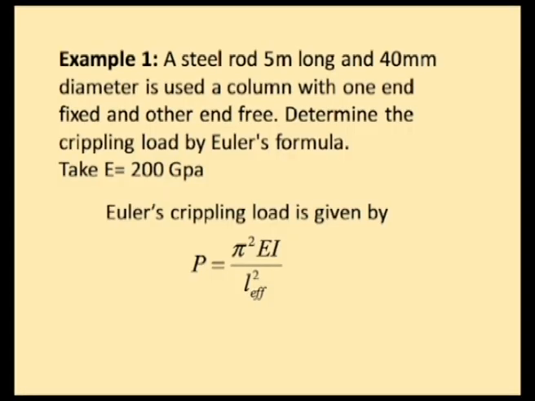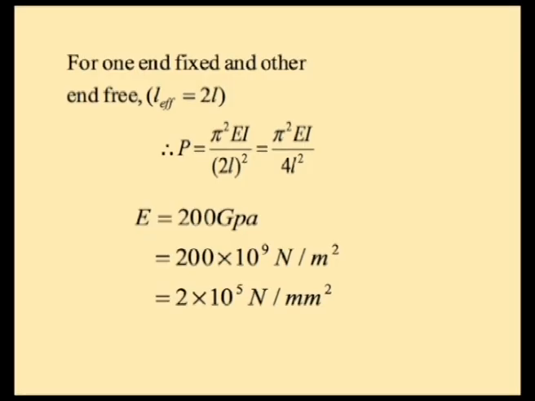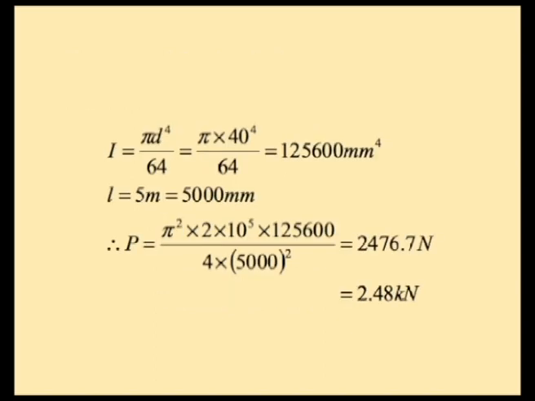We know that Euler's crippling load is given by pi squared E I by L effective whole squared. Let us substitute the terms individually one by one. Young's modulus is given as 200 GPa, so it is equal to 200 into 10 power 9 Newton per meter squared. Therefore, it is equal to 2 into 10 power 5 Newton per millimeter squared. We need to calculate the moment of inertia, and before that let us substitute the value of L effective in the formula itself.